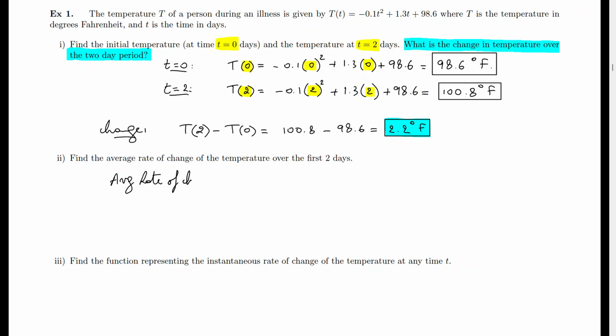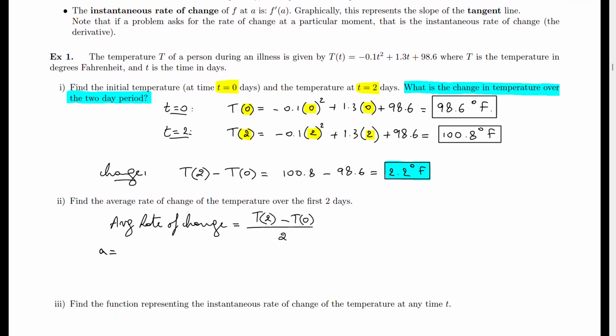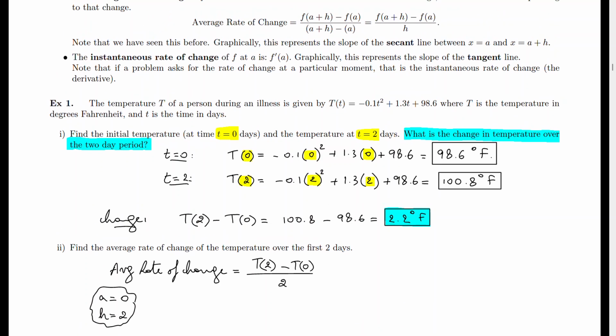Average rate of change in this problem is going to be T(2) minus T(0) divided by basically 2 minus 0, which is the same thing as 2. So in this particular example, if you want to go back and trace what's a and what's h, the small a would be the starting point and h would be the 2 value. It's not required to do this, but that's what I wanted to write here so that you can relate the formula to what you see up here in the small paragraph that we were given previously.